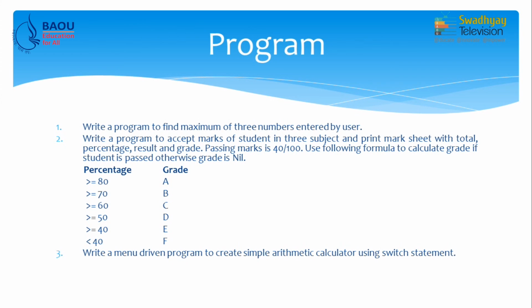The first program we want to write is to find the maximum of 3 numbers entered by the user. So, we will also use the Scanner class to read data entered by the user from the keyboard. In the second program, we want to accept marks of students in 3 subjects and calculate the result, grade, total, percentage, etc. based on conditions. We decide the grade of the student, which is also shown on screen. If it is greater than or equal to 80, we decide the grade to be A and so on.